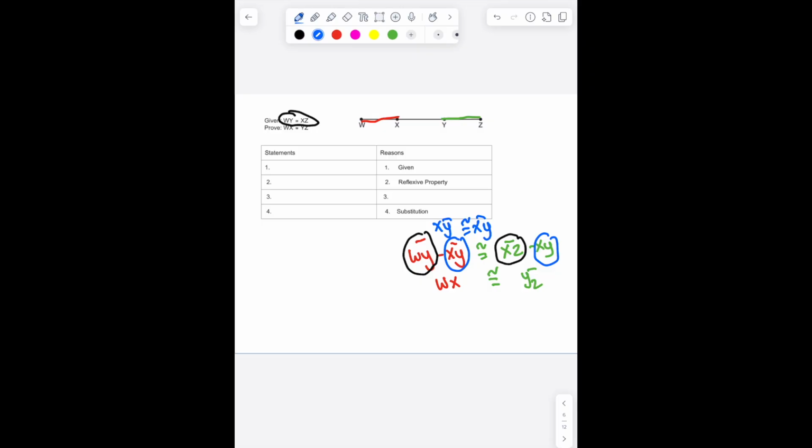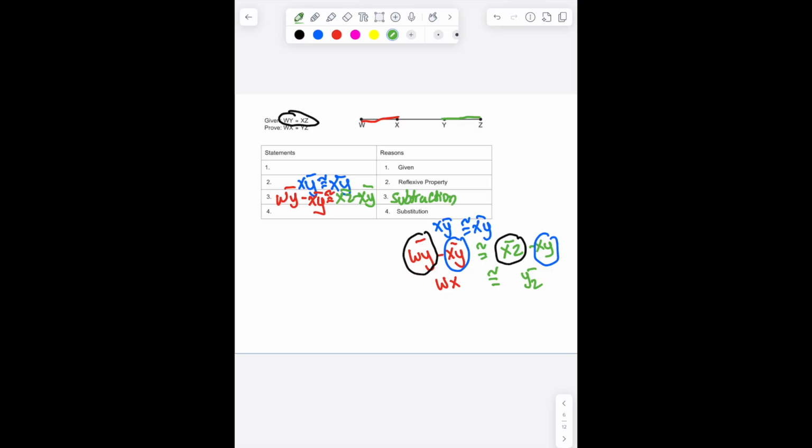So now I can see exactly what needs to go in the proof. The reflexive property that I need for my subtraction is XY congruent to XY, because that's what I'm subtracting from both of the longer segments to get the shorter segments. Then I can actually do my subtraction. So my subtraction is WY minus XY is congruent to XZ minus XY. And that is subtraction.